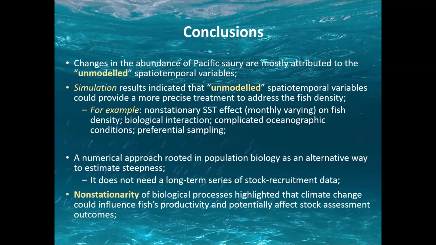And the second study, we provide a numerical approach based on population biology, and this is the alternative way to automate the stemming, because we didn't need a long-term series of the recruitment data, and we can use this approach to automate the stemming. And because we consider the different environmental scenarios, we highlight the non-stationary biological process which is affected by climate change, and it could influence the fish productivity and potentially affect the stock system. And maybe this topic is my next step of my PhD research.